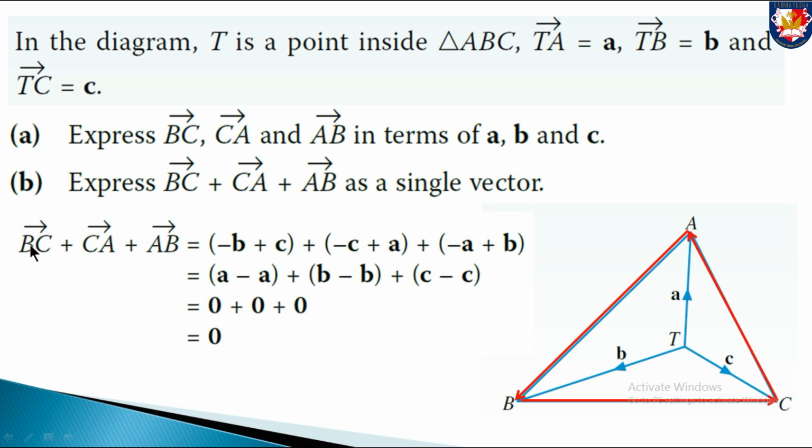Or we can write it as BC plus CA plus AB. We have found vector BC equals negative b plus c, vector CA equals negative c plus a, and then vector AB equals negative a plus b. And then we find that the vector resultant equals vector 0.